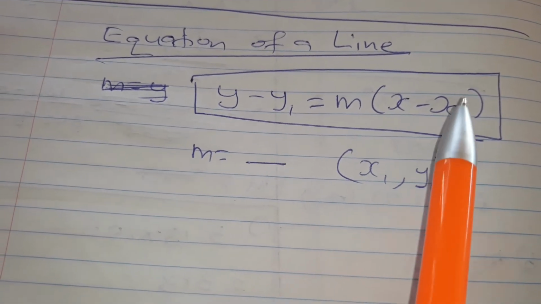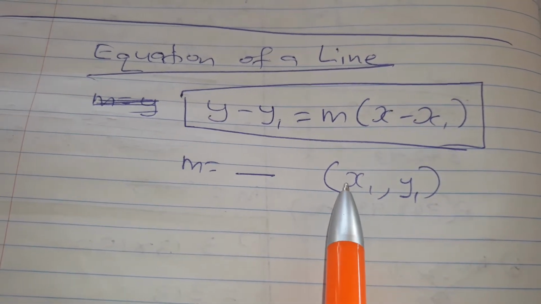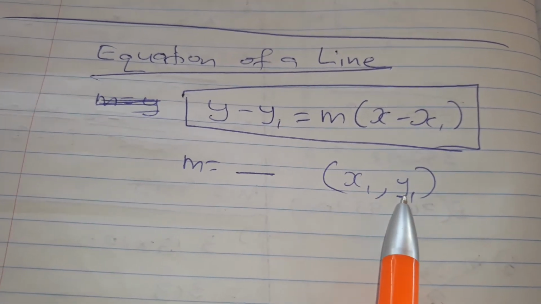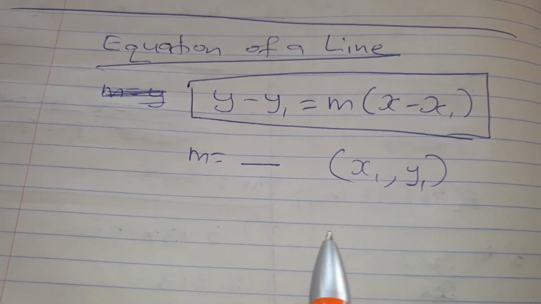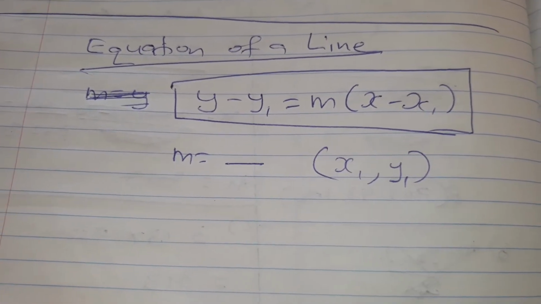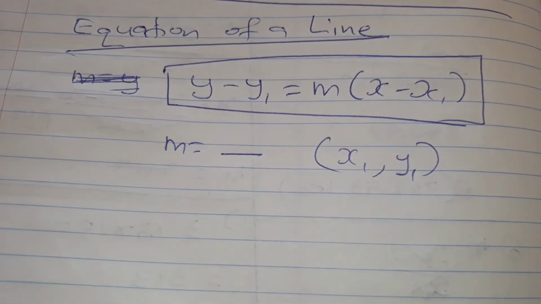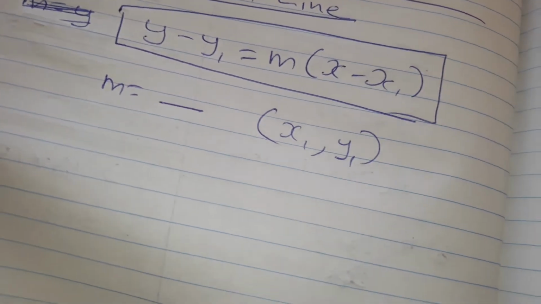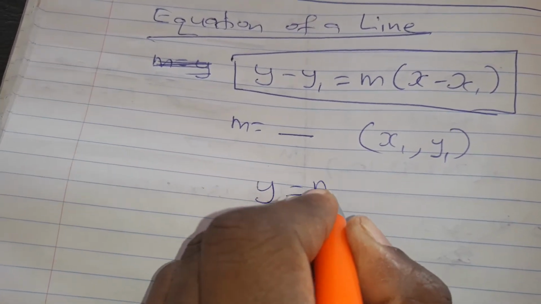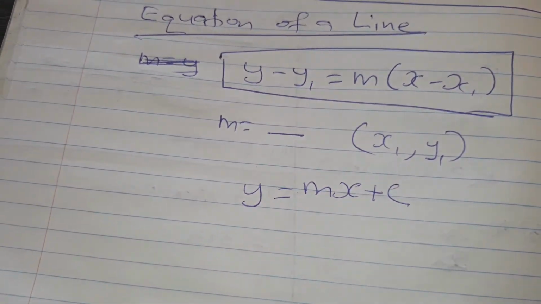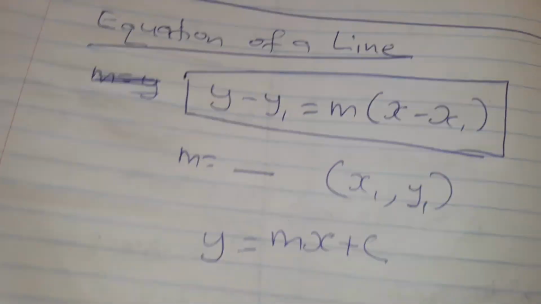So the x coordinate will go in place of x1 there. The first x coordinate will go there, and the y coordinate will go there. And once you simplify, you will end up with an equation which will look like y equals mx plus c. Your final answer will be in the form y equals mx plus c. Okay, we are going to look at an example.